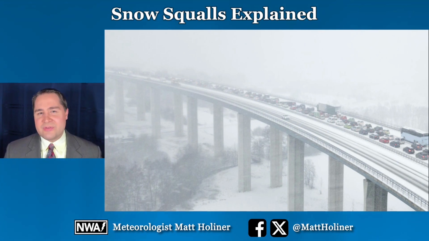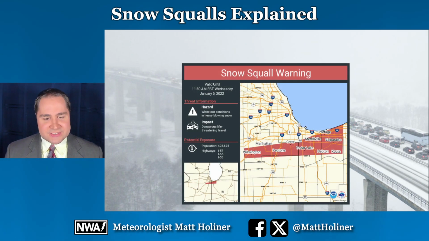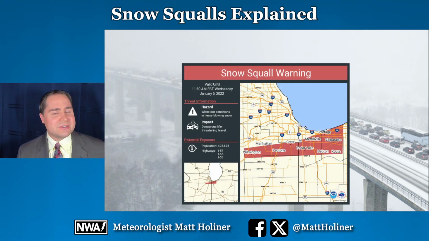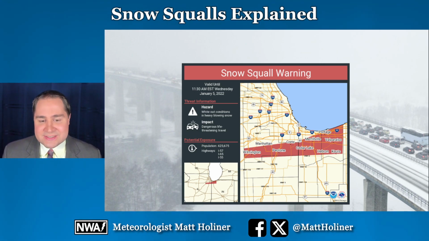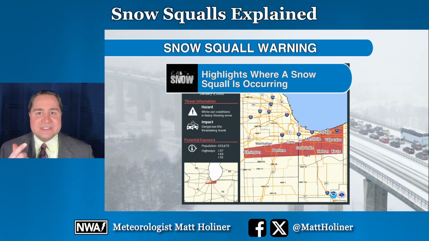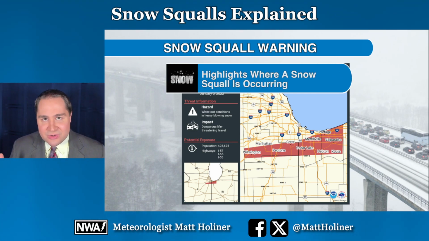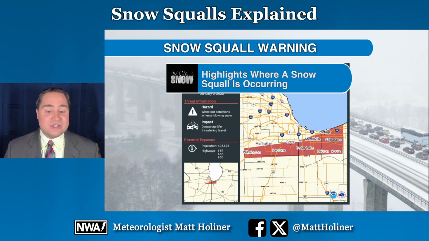So the National Weather Service issues snow squall warnings, and here's an example of one. And what does this look like? It actually looks like a severe thunderstorm warning or a tornado warning. It is a polygon that's drawn where those snow squall conditions are occurring, where that heavy snow is falling, where the winds are gusting. And again, usually it's a limited area.